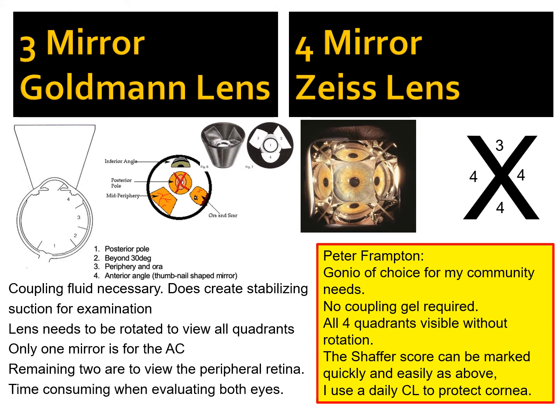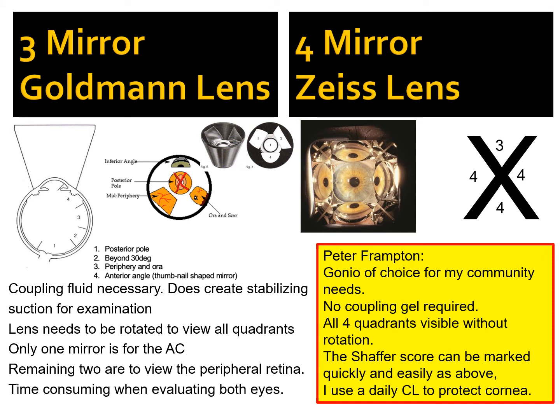Then there's the Zeiss 4-mirror lens. This is the one I use. I really like it. I think for beginners, it's the one to go for. Now, apparently, I was told that this has stopped being made. But I went online just before I did this talk and looked for it, and I can find sites that sell them. So I'm not sure if that's totally true, but it's a nice lens for the community, but it only does the anterior stuff. You can't look at the posterior. There's no coupling gel required because it's such a small zone. The tears pool in there, and that neutralizes the optical surfaces. And obviously, as you can see there, all 4 quadrants are visible without rotation.